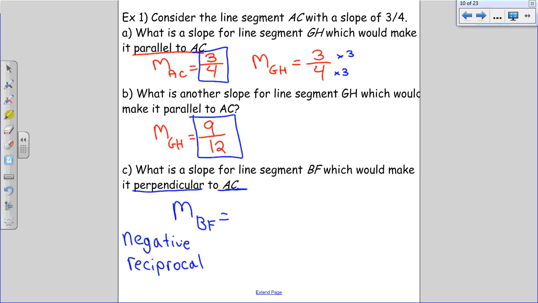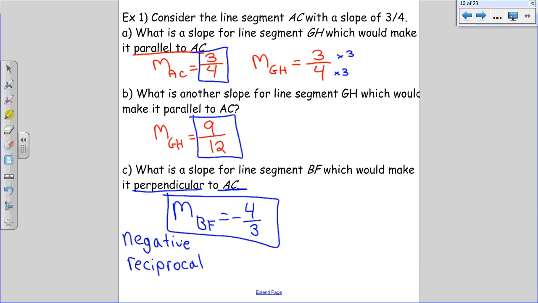Negative 4 over 3. Perfect. You changed the symbol. So it was a positive slope. Now it's a negative slope. And then you flip the fraction. Instead of 3 over 4, it became 4 over 3. This would be perpendicular to 3 over 4. Anybody have any questions about that?